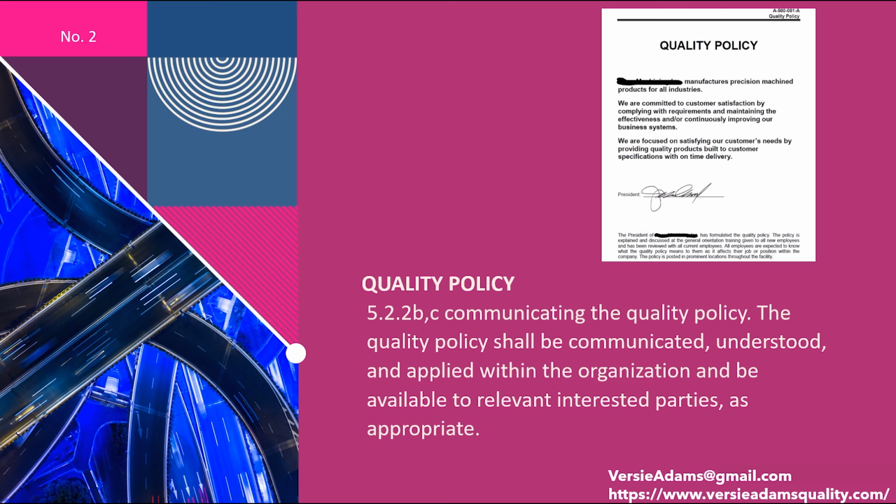What we're looking for as auditors is to see that you're aware of the quality policy. So what I want to see is that you can basically point to it. Where is it? Is it on the wall? Is it in the break room? Is it out in the shipping area? Is it in the lobby? Is it in your department? Is it mounted or posted next to a machine?